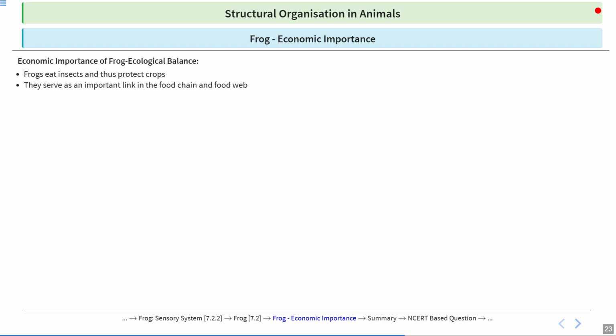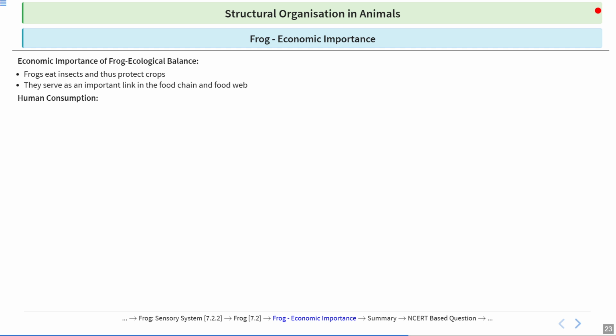They serve as an important link in the food chain and food web. And in this sense, they are a very, very important link between the food chain and food web. Imagine if the frog were not there, then what would happen? All the plants could be eaten by these insects, right? So they are part of the food chain and the food web that control the numbers of the different organisms.